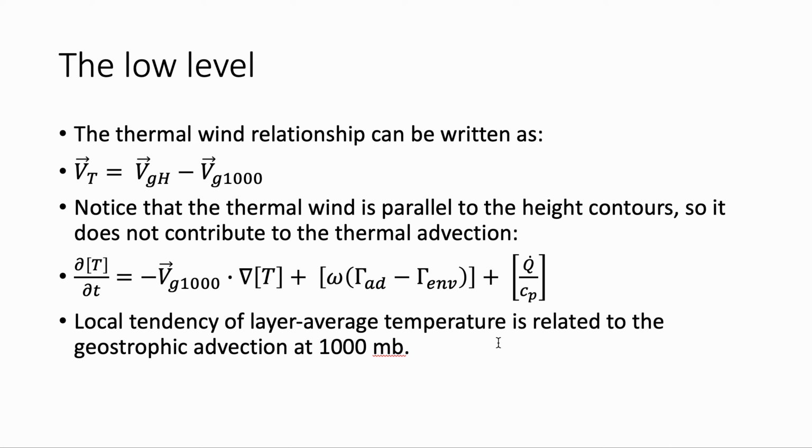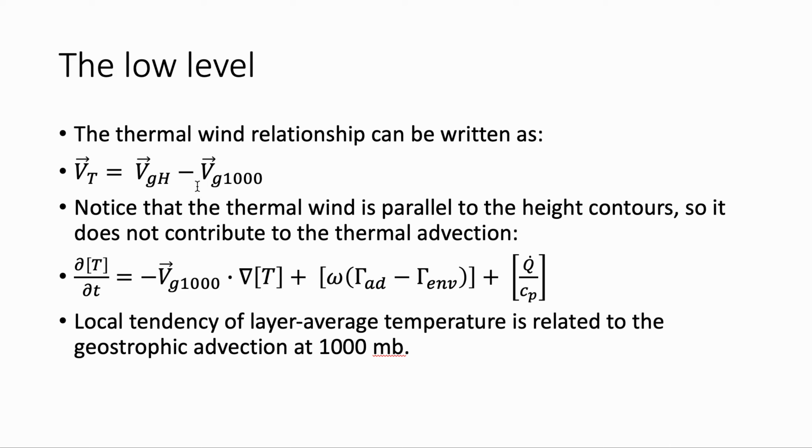Now, we can use the thermal wind equation to show the importance of the low-level winds, okay? In particular, the thermal wind is simply defined as the difference between the geostrophic wind at some height and the geostrophic wind at 1,000, at the surface. Let's assume that it's 1,000 hectopascals, just for simplicity.